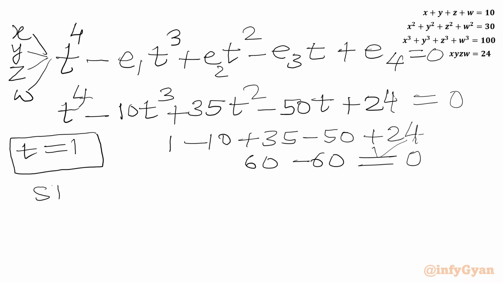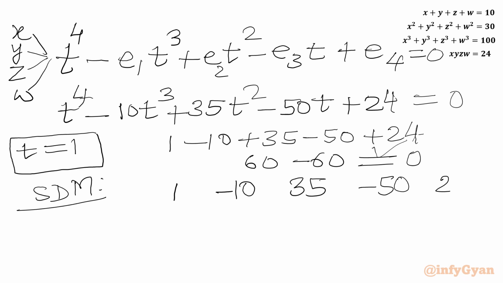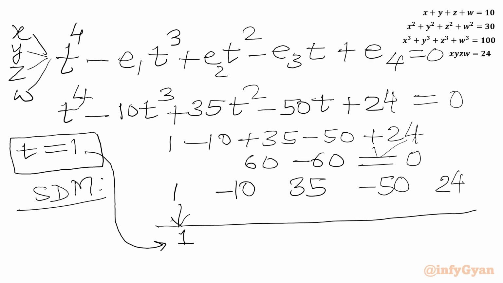Now we can use the synthetic division method. So I need to write all the coefficients of the quartic equation. I will write the coefficient of t power 4, 1, the coefficient of t cube, minus 10, the coefficient of t square, 35, the coefficient of t, minus 50, and the constant 24. Now we write the leading coefficient, 1, as it is. Now we multiply our base solution 1 with the leading coefficient 1. 1 times 1 is 1. Here we write minus 9. 1 times minus 9, we write minus 9.